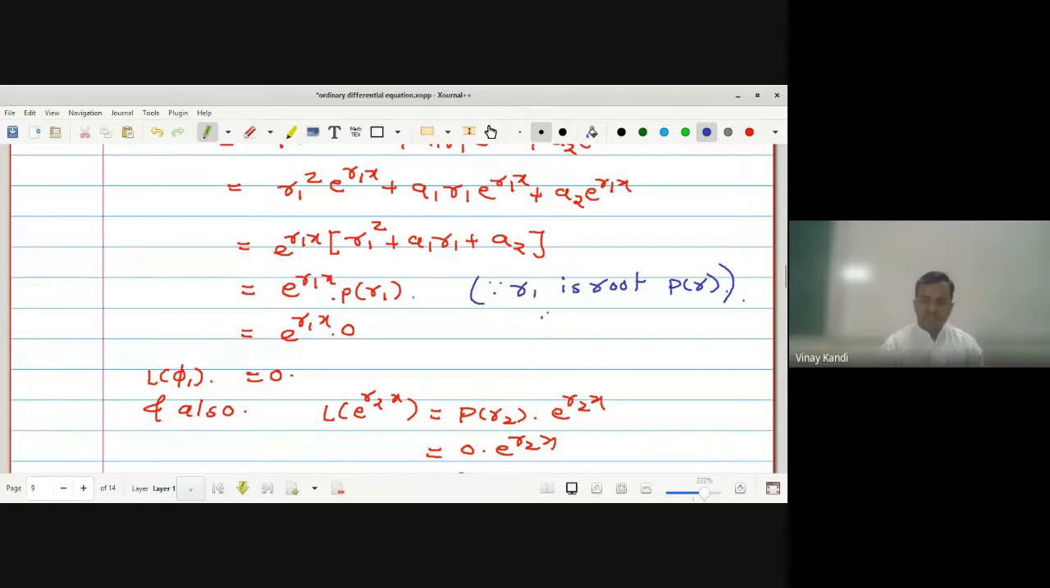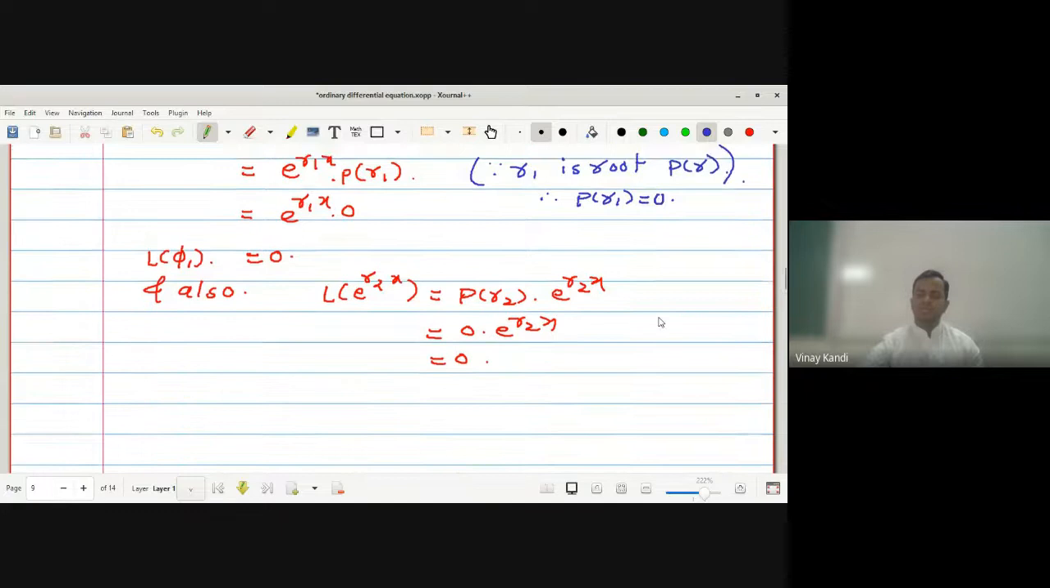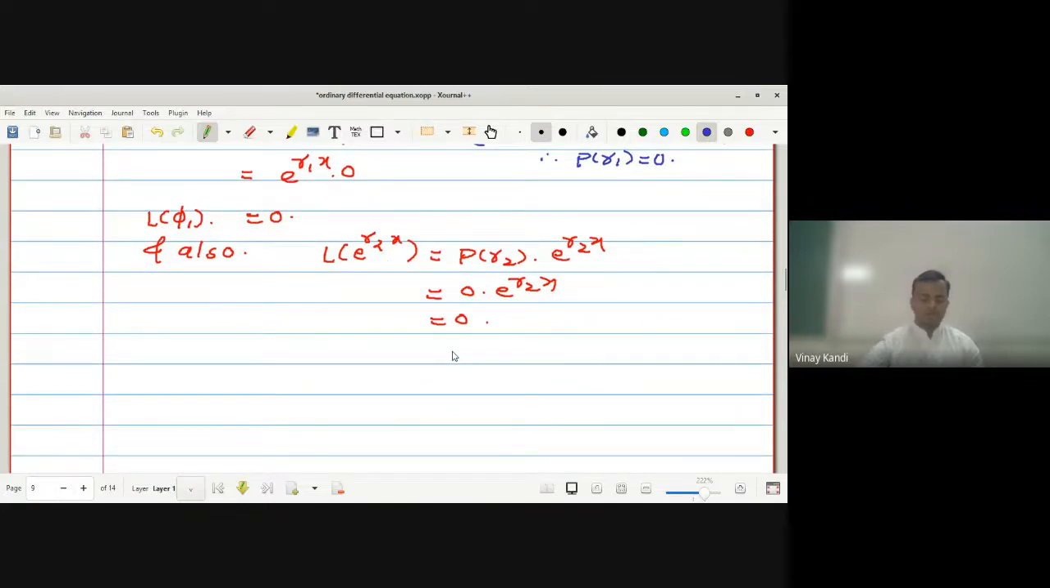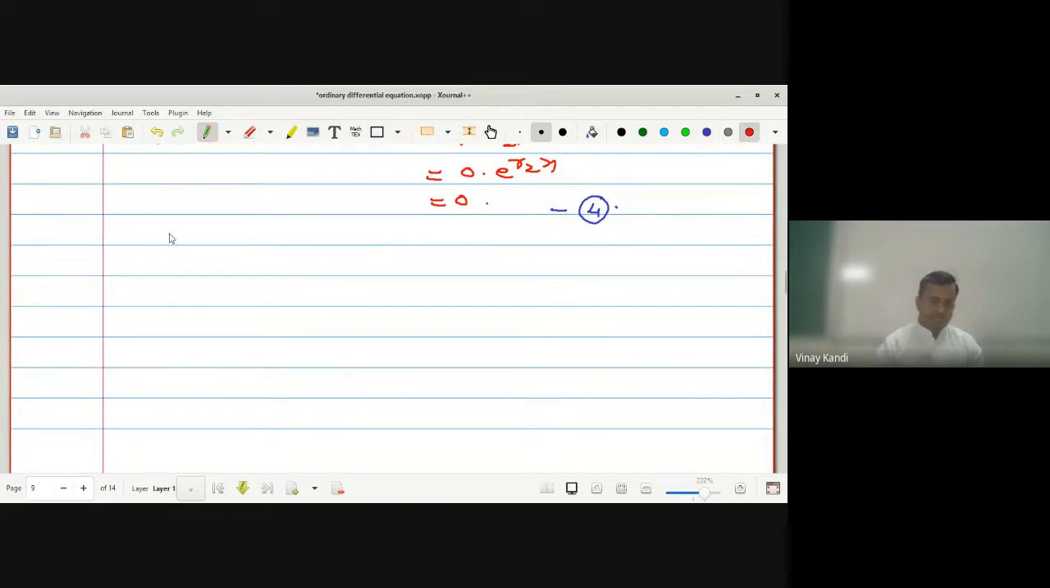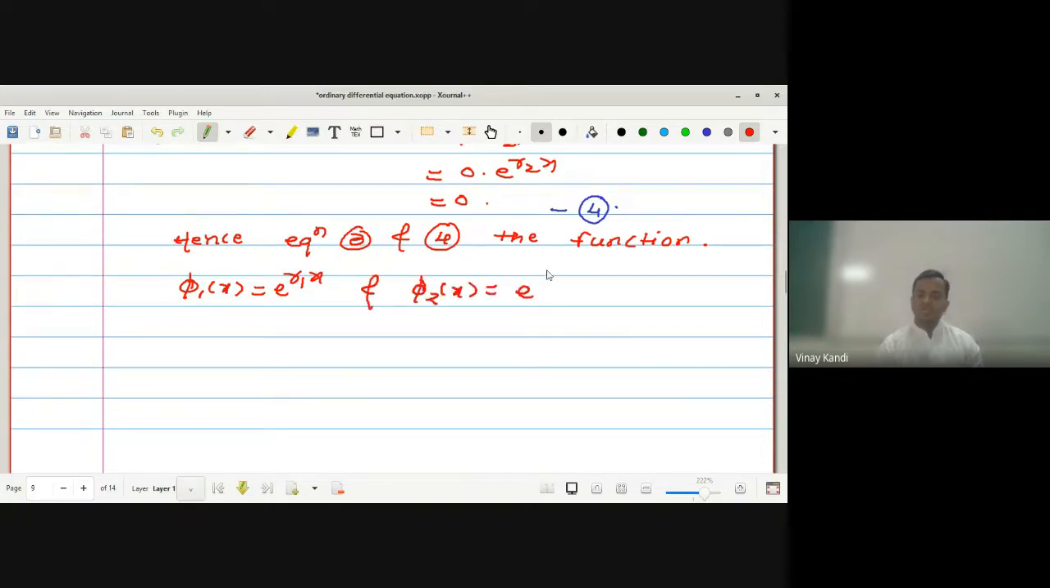Therefore, P of R1 is equal to 0. Similarly, P of R2 is equal to 0. Hence, we get L of e raised to R2 of x is equal to 0. Give this equation number 3 and this is 4. Hence, from equation 3 and 4, the functions phi1 of x equal to e raised to R1 of x and phi2 of x equal to e raised to R2 of x are solutions of the given differential equation 1. Any doubt?